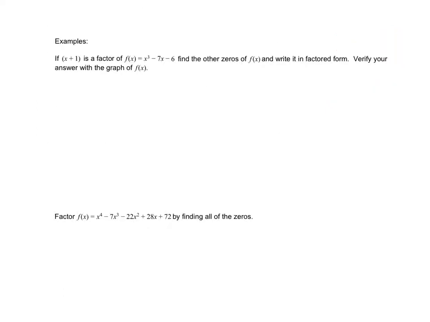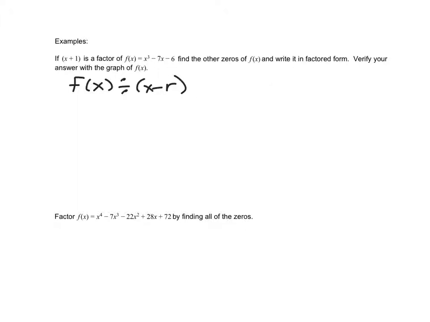So let's go and look at a couple examples. This first one says, if x plus 1 is a factor of f of x equals x cubed minus 7x minus 6, find the other zeros of f of x and write it in factored form. Verify your answer with the graph of f of x. Well, we know one factor is x plus 1. So if we remember our consequences of zeros, there's lots of things that means. But the easiest way to remember is that f of x would have to divide by x minus r. The remainder is 0, so it divides.